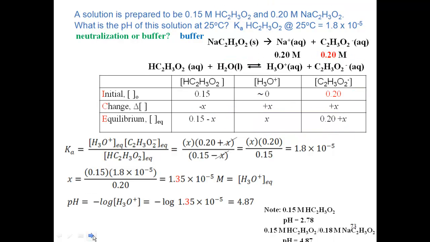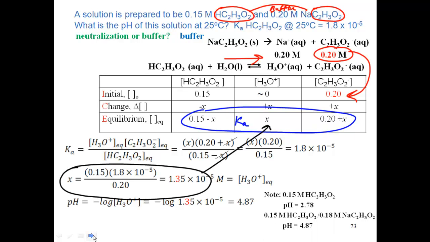Let's compare that to the pure acid. If I did 0.15 molarity of acetic acid by itself and calculated it, I would get a pH of 2.78. And you can see by our buffer system we have 4.87. So adding that basic salt increased the pH by about 2 units. But the important thing about a buffer is that if I added additional acid or base to that pure acetic acid, that pH is going to change dramatically. If I add it to that buffer system, that pH is going to stay relatively the same, somewhere around 4.87.